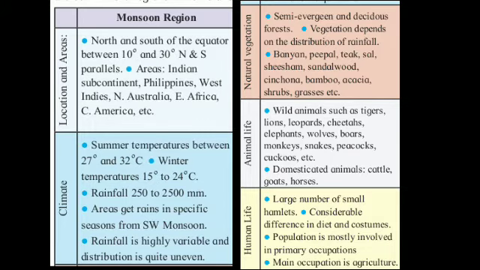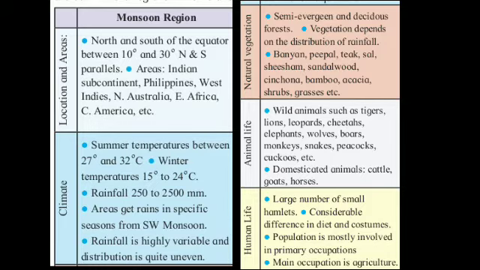Let's see the location and areas. North and south of the equator between 10 degree and 30 degree north and south parallels. Areas which come under the monsoon region are the Indian subcontinent, Philippines, West Indies, North Australia, East Africa and America.